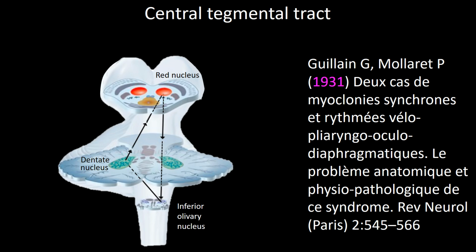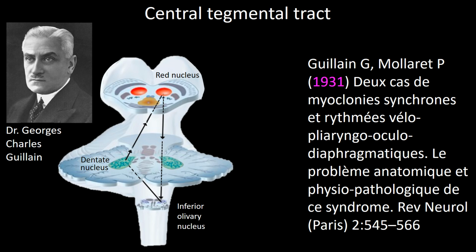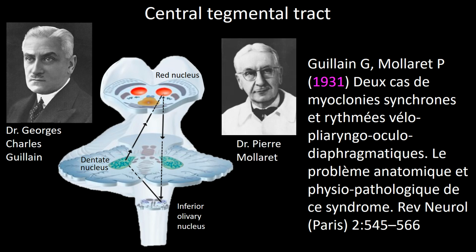The second reason the rubro-olivary fibers are the most recognized fibers traveling in the central tegmental tract has to do with history. The dentato-rubro-olivary pathway, a leg of which is constituted by the rubro-olivary fibers, was described in 1931 by two of the most famous French neurologists, Dr. Georges Charles Guillain and Dr. Pierre Mollaret.